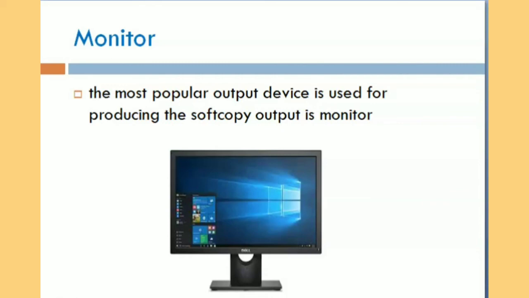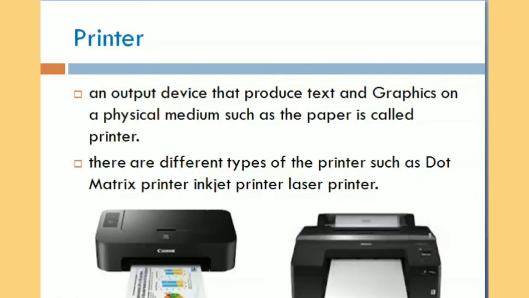Then next is the printer. This is also an output device. An output device that produces text and graphics on a physical medium such as paper is called a printer. A printer is used for printing and keeping a permanent record on paper. It helps us to take printouts of the work that we have done on the computer. When an output is shown on paper, it serves as a hard copy medium.